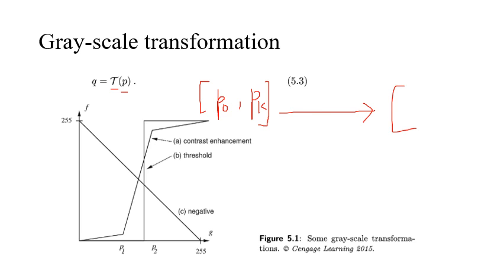So transformation from P naught, Pk to the range, say, Q naught and Qk. Whatever is in the input image range P naught comma Pk, if you want to transform to Q naught comma Qk, then we apply this transformation. So that is tau of P gives you Q. So the most common grayscale transformation is what you can see in the figure here. Can you see the figure here? That is figure 5.1.